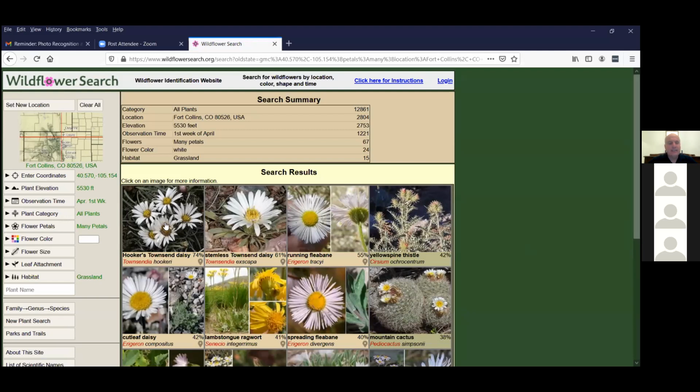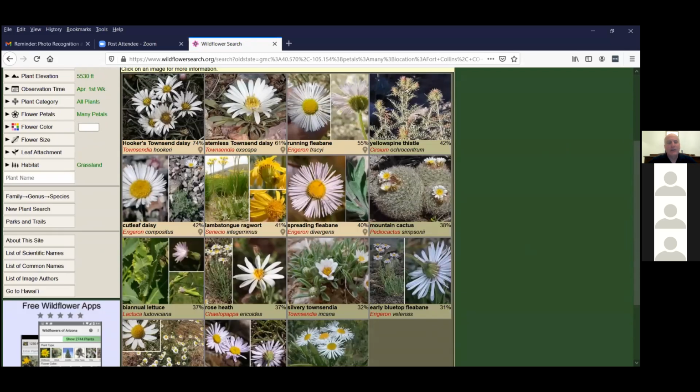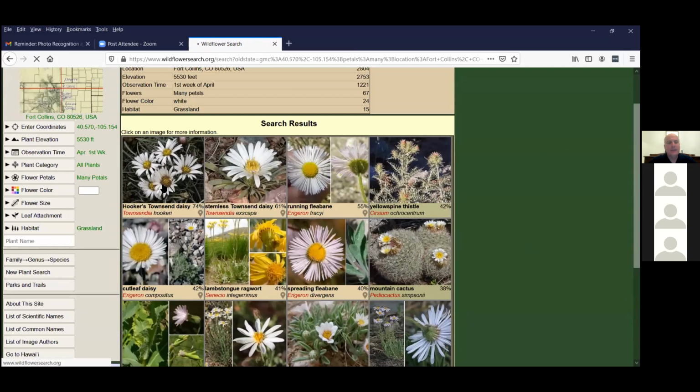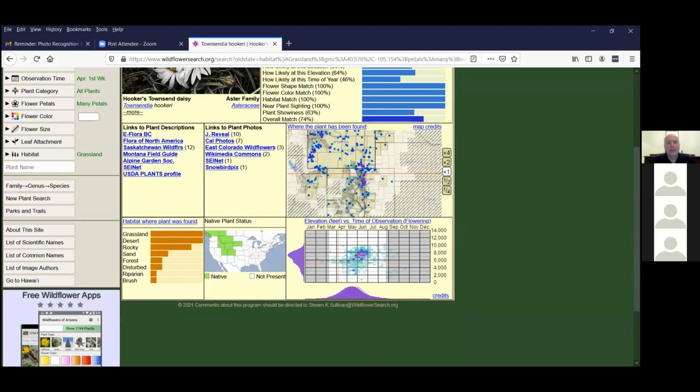You can see that the right answer, Townsendia hookeri, is still there. We can go through and look. And then if we click on this, it's going to give us more information. It's going to have a map of where it's been found. I think a lot of this data comes from SCAN, but I'm not sure. It's going to tell you where you can look for more information, and it's going to tell you when it blooms, with the distribution and things like that.